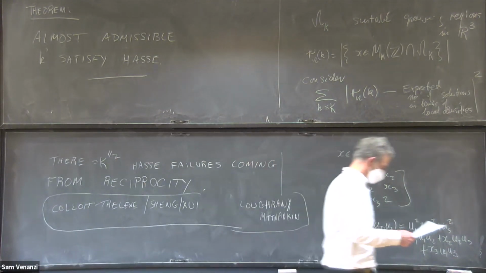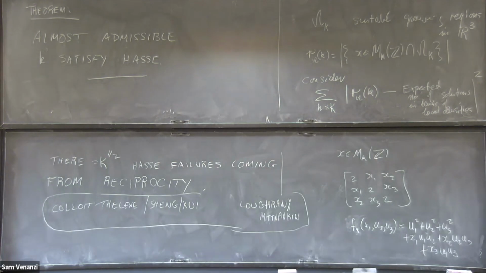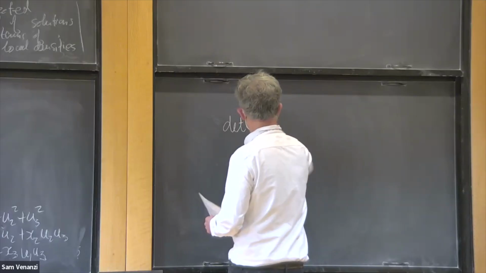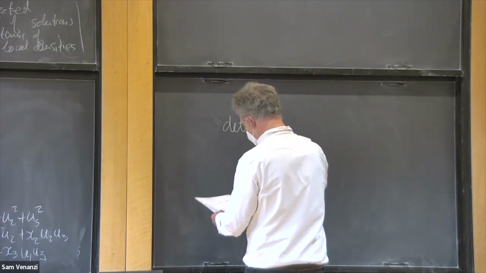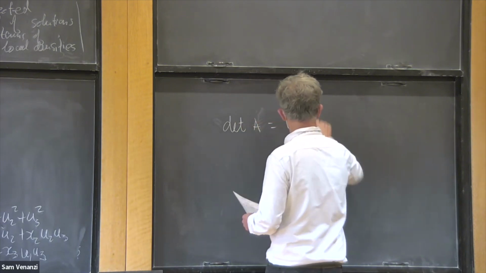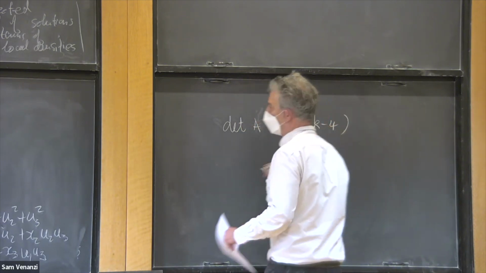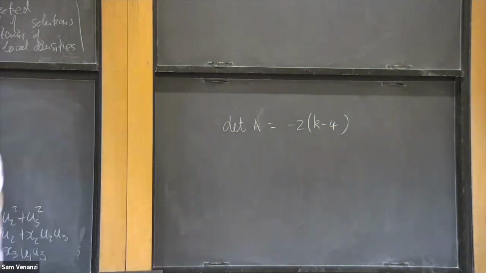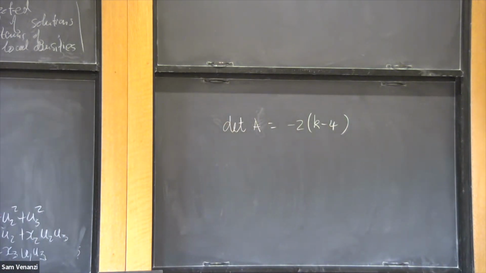So if you look at the following, the determinant of A, this will be relevant, is minus 2 times k minus 4 for x in M_k(Z). So this is just about this matrix, and then of course that's just one half of that.